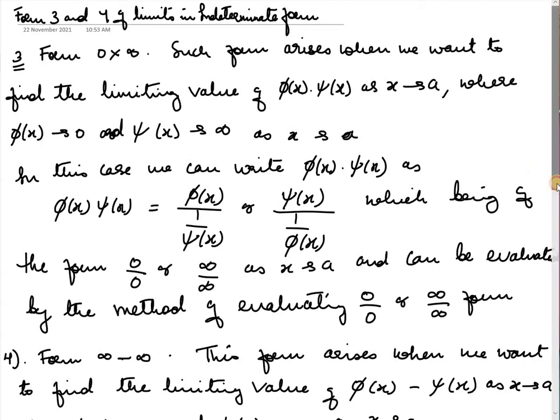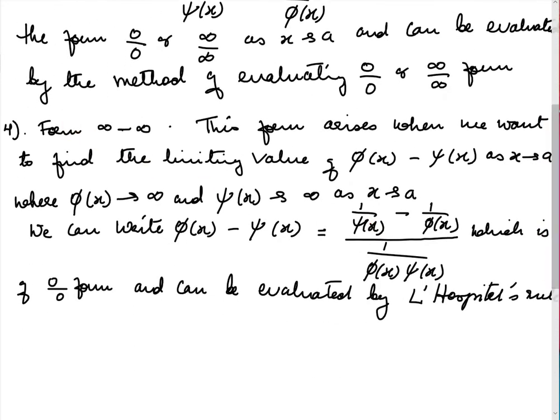Now the next type will be infinity minus infinity. How to find the limits of this one? If the limit as x tends to a of phi x minus psi x is of infinity minus infinity form, that means the limit of phi x is infinity and the limit of psi x also is infinity, then you can reduce it to 0 by 0 form by using this rule, that is, you can express it as 1 upon psi x minus 1 upon phi x divided by 1 upon phi x into psi x.